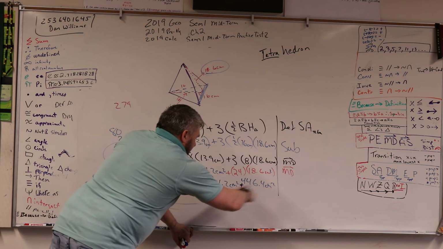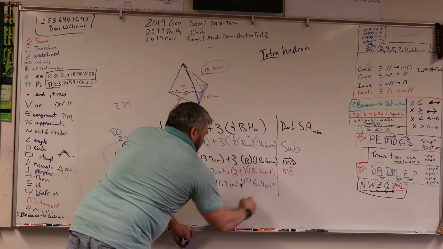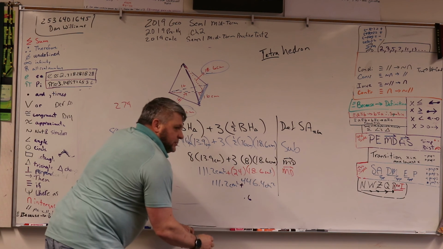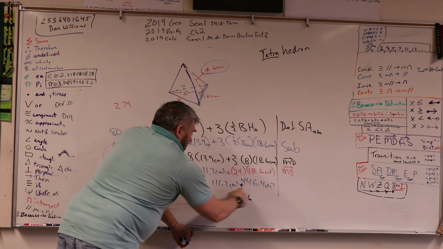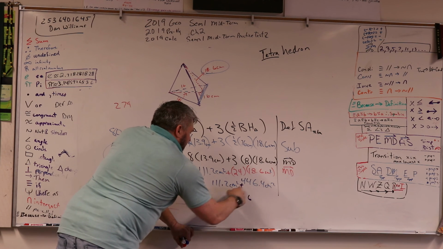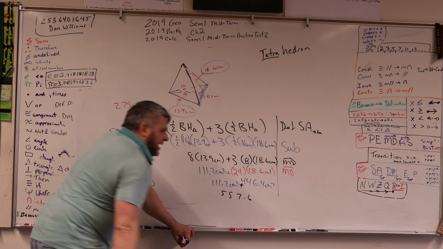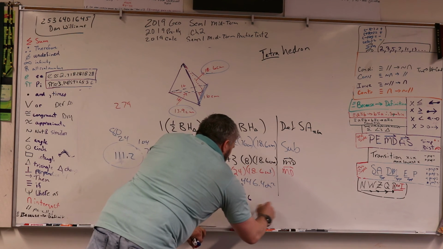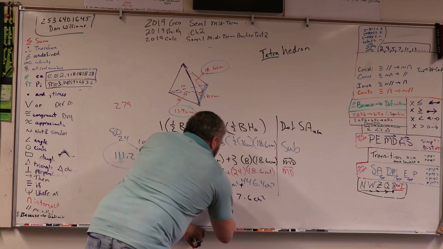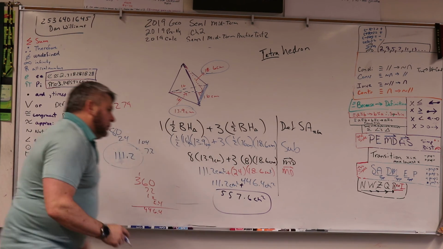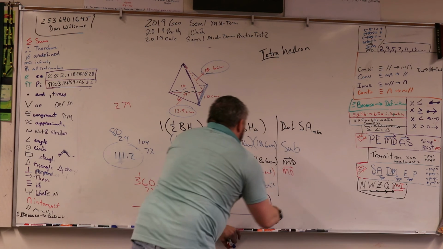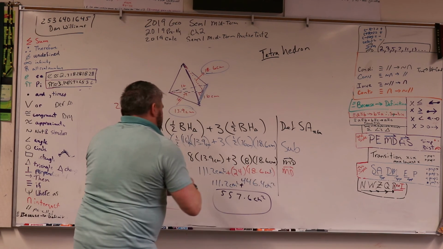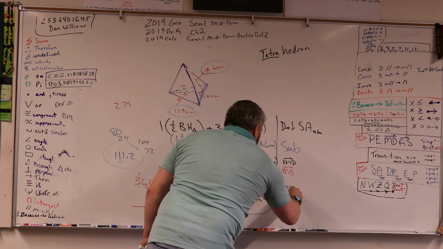And now, how do we add these up? 0.2 and 4.6, right? 1 and 6 is 7. 1 and 4 is 5. 1 and 4 is 5, right? So we should have 557.6 centimeters squared. This next step was still MD, but what's the last step?